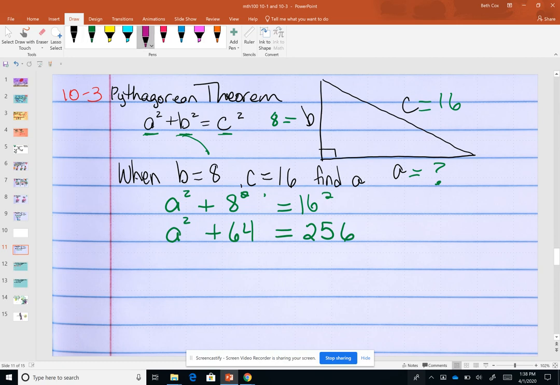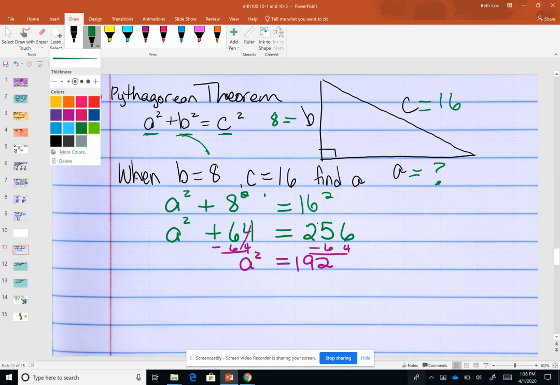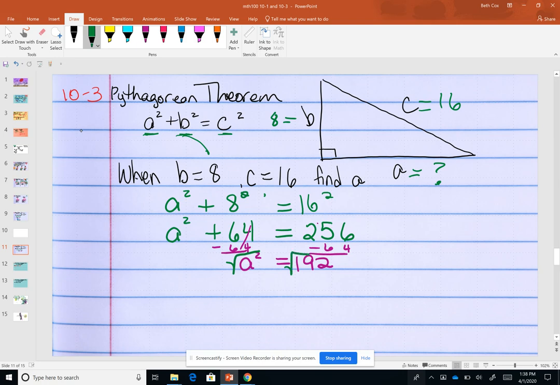So now this one's going to require a little more solving. I'm actually going to have to subtract 64 on both sides to get my A squared by itself. And I get 192. And so then I'm going to have to do the square root of both sides, just like I did before, to get A by itself. And so I get A is the square root of 192. Now, I could type that in a calculator, but that's not going to give me the answer that the computer is going to ask me for.